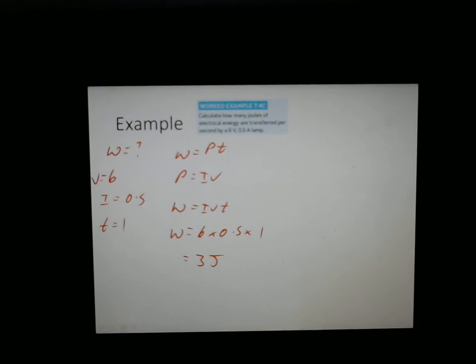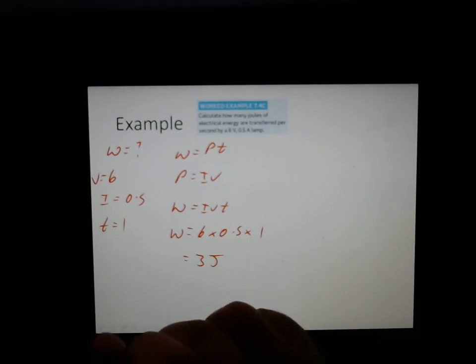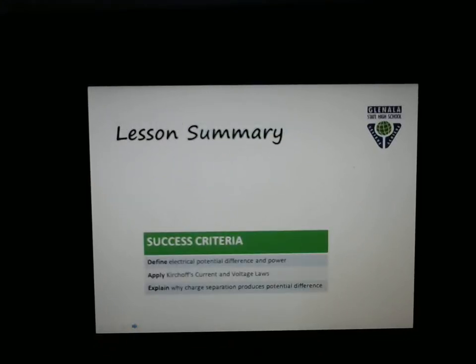Okay. Alright, so that's the end of this topic. In this video we've gone through the following concepts of potential difference and power. We've described Kirchhoff's laws, and we've explained the cause of potential difference.